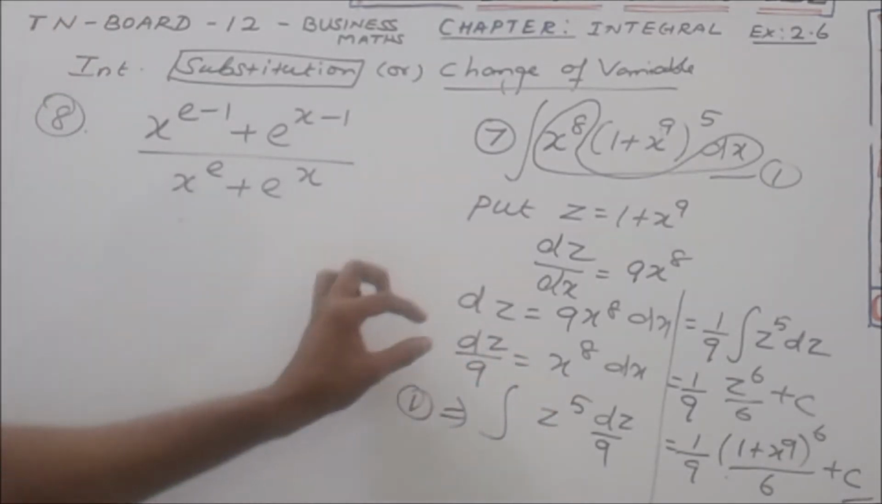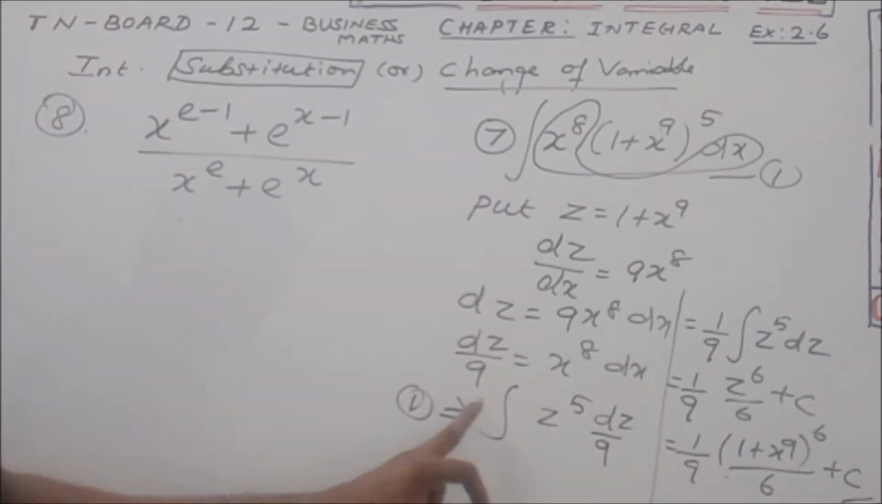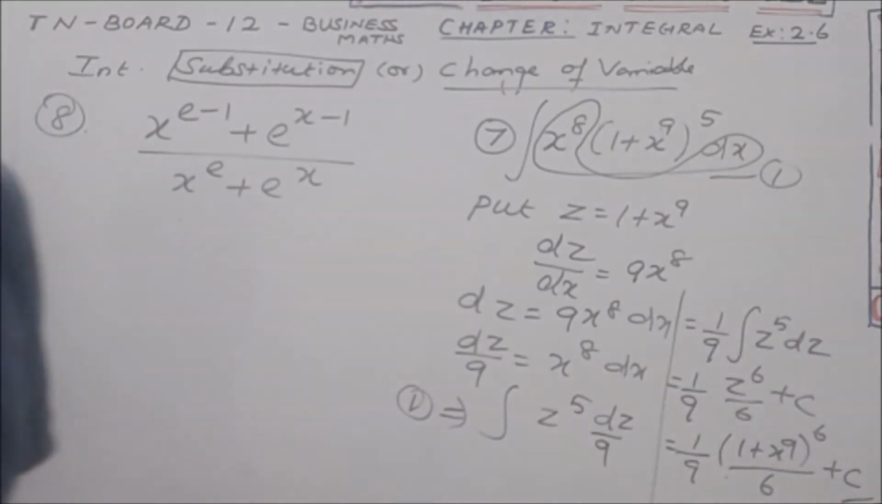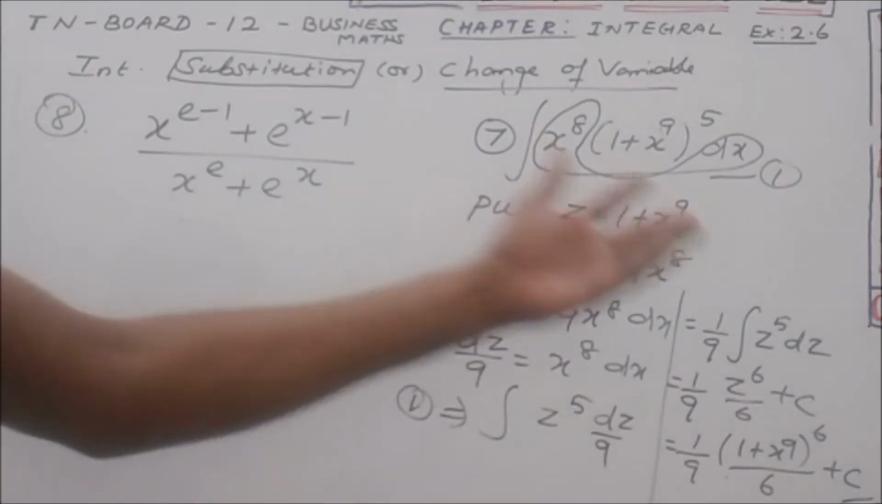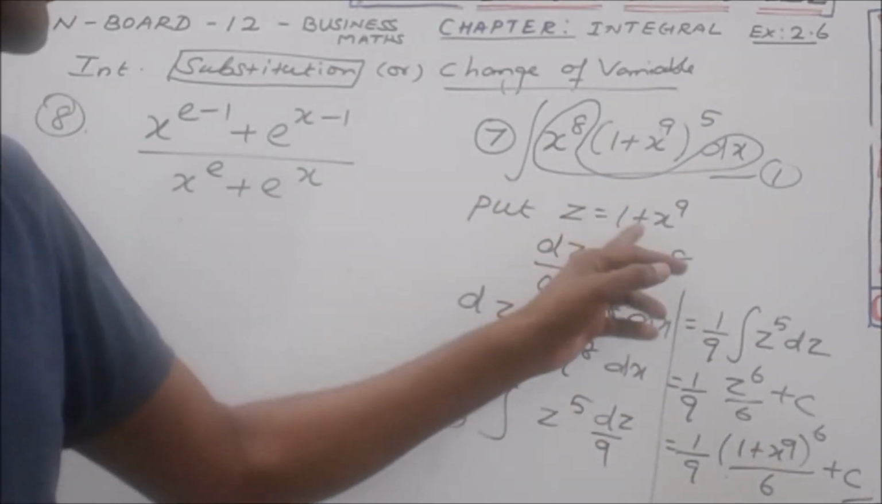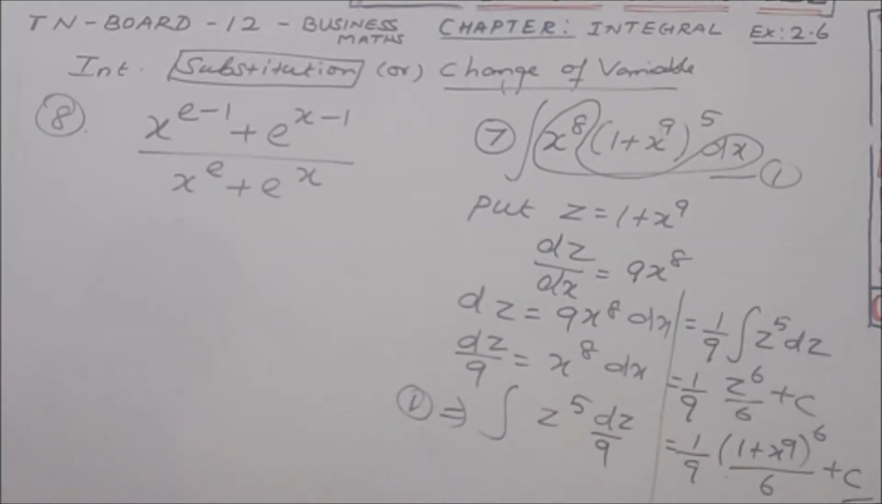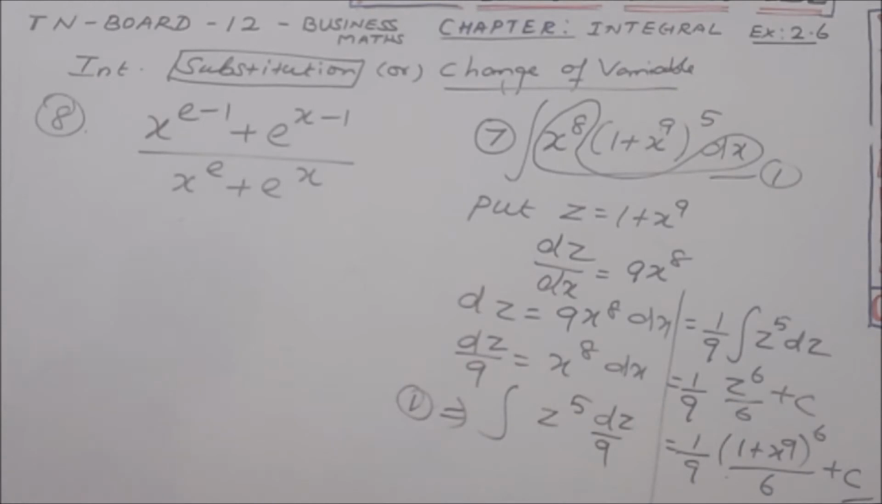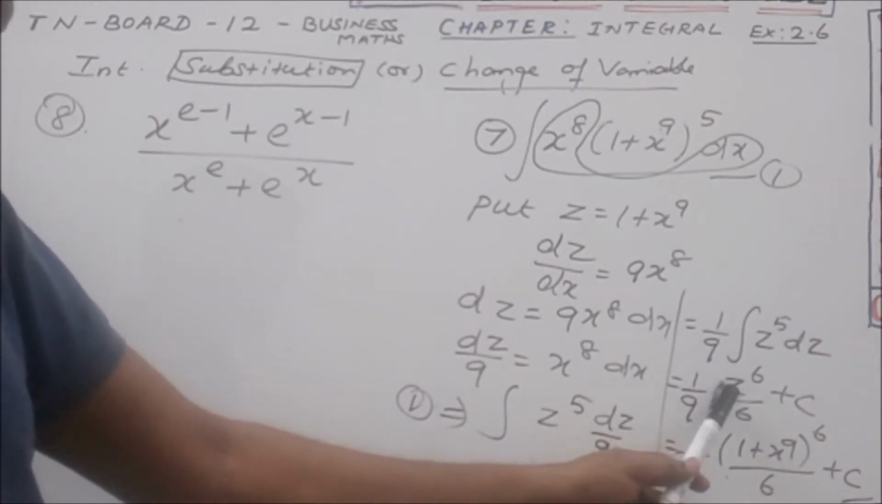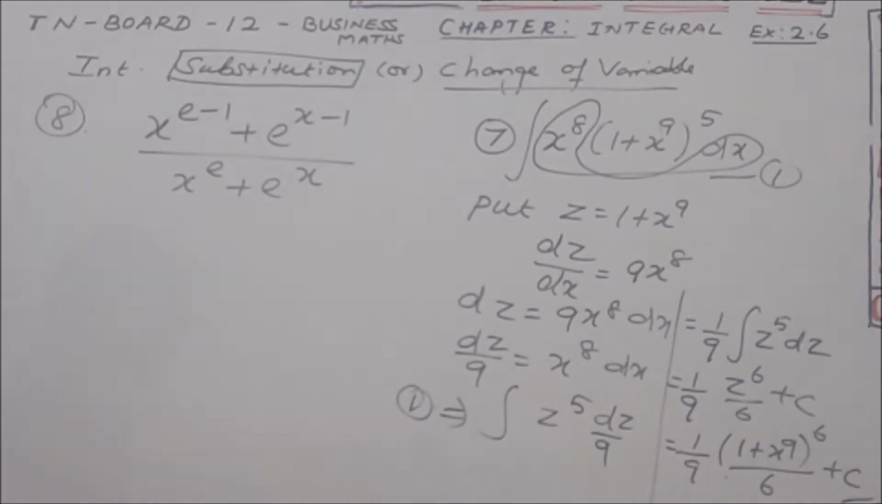We found it already. In substituting these two, the 1 by 9 is a constant taken out. Then integral z power 5 dz. Integrating by the x power n formula, x power n plus 1 by n plus 1, z power 6 by 6 plus c. Substituting z equal to 1 plus x power 9, we get the final answer: 1 by 9 into 1 plus x power 9 whole power 6 by 6 plus c. The given question is in terms of x, so your answer will also be in terms of x. For that only we are converting z into x. That's all. Now we move to question number 8.